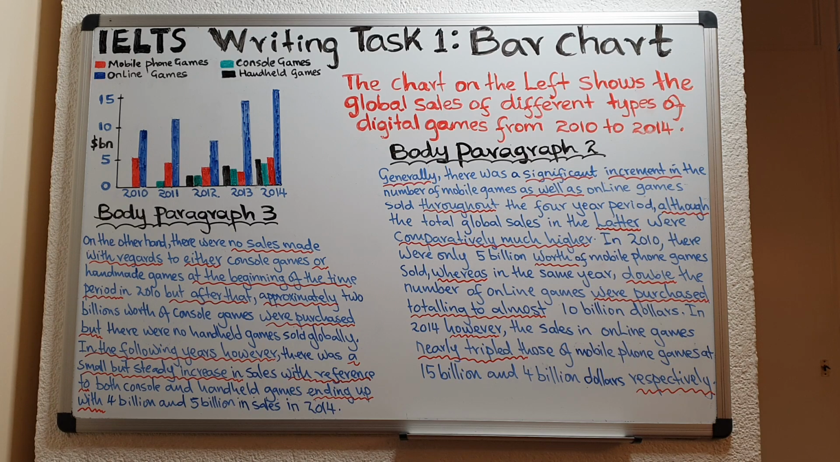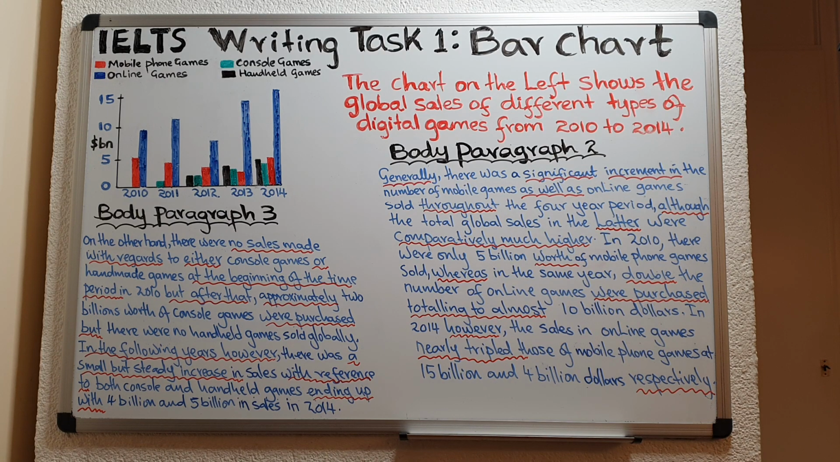You begin with generally. So we're using generally, okay? Generally, there was a significant increment in the number of mobile games as well as online games sold throughout the 4-year period. So when you look at the sales of mobile phone games and online games in all the 4 years, there is a significant increment. So that is a similarity.